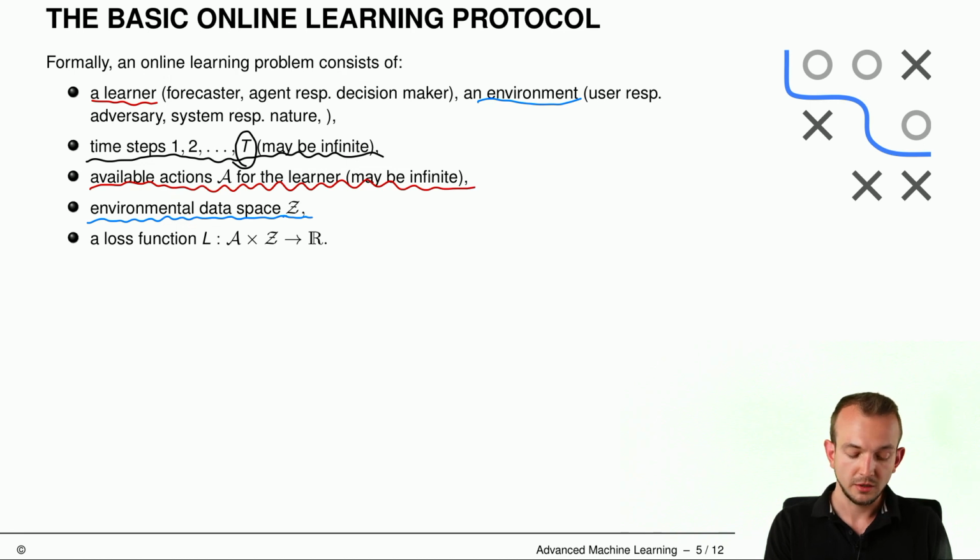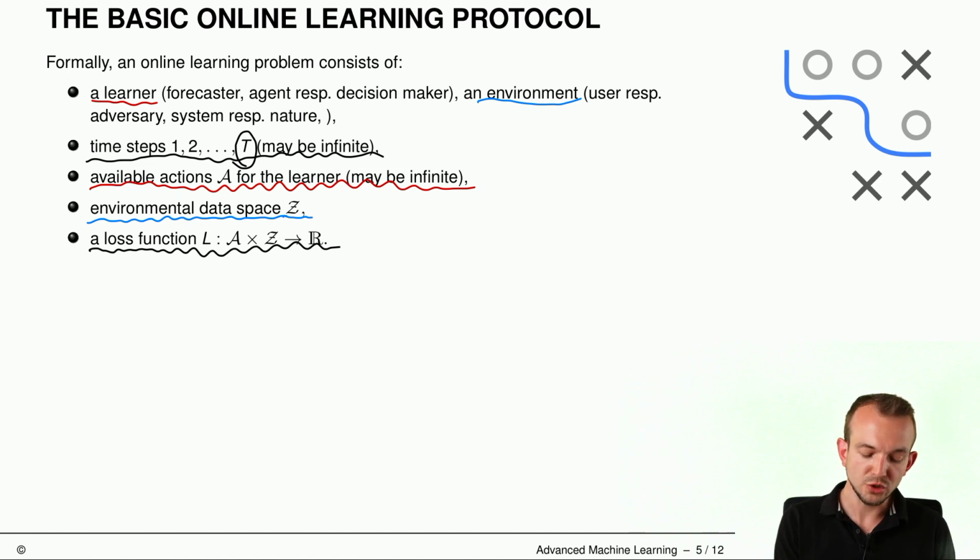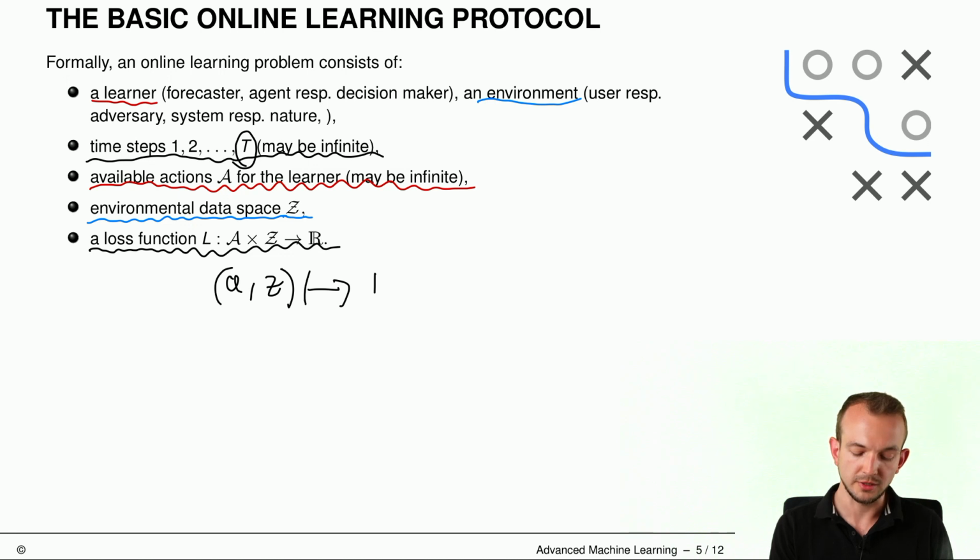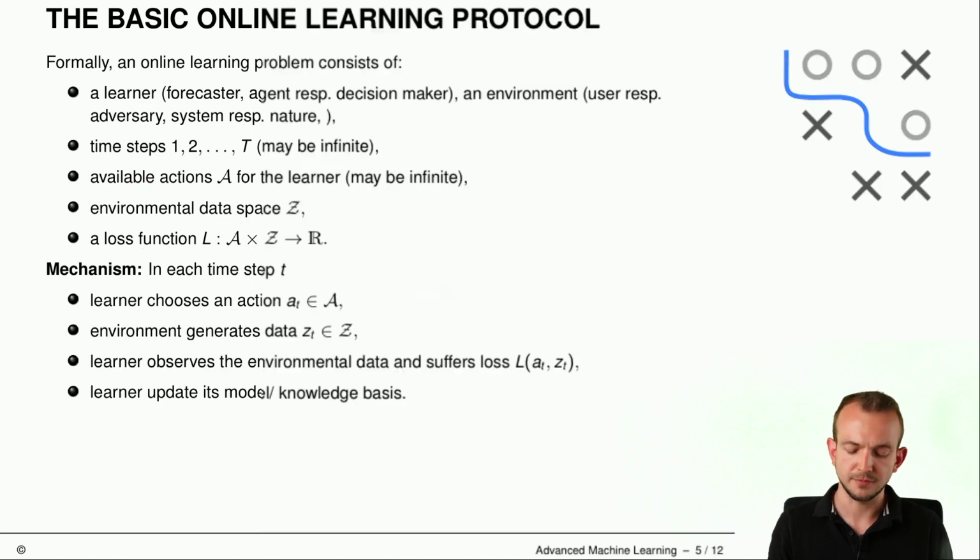And in order to learn something, to make learning possible, we will assume that there is a loss function L, which is mapping an action A of the learner compared to an environmental data point Z to some real-valued number L(A, Z). It's representing how good or how bad the action was for the environmental data point Z, which the environment provided.